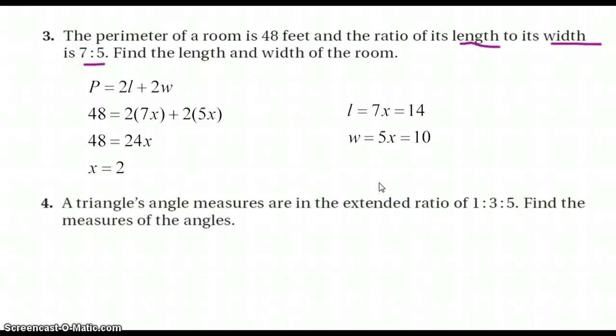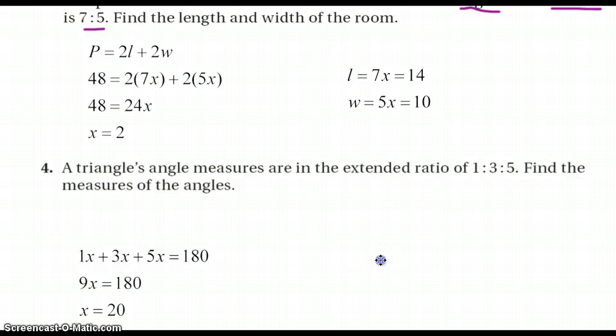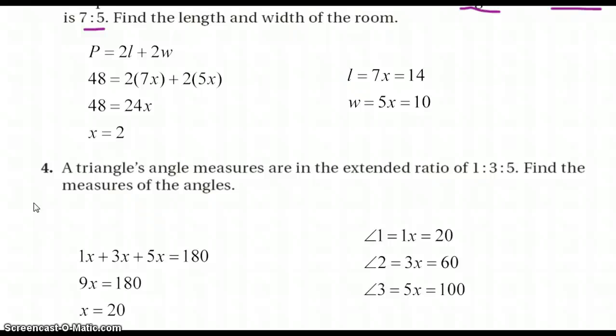In number 4, they're in an extended ratio of 1 to 3 to 5, so that's basically just saying 1x plus 3x plus 5x equals 180, and 9x equals 180. So x is 20. And if that's the case, then angle 1 is 1x, which is 20. Angle 2 is 3x, which is 60. And angle 3 is 5x, which is 100. If they're in a triangle, you want to make sure that they add up to 180. So 160, 20, 180.